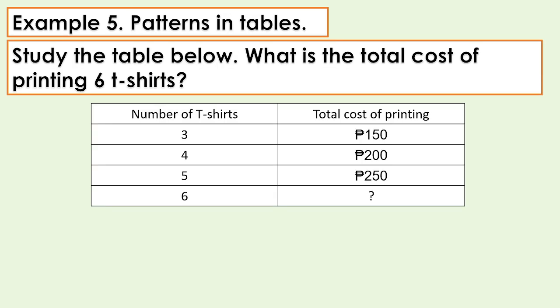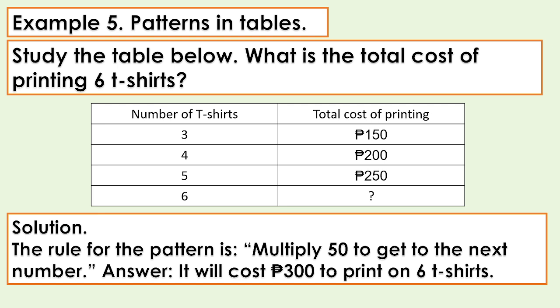Example 5. Patterns in tables. Study the table below. What is the total cost of printing 6 t-shirts? So we have here number of t-shirts 3, 4, 5, and 6. So 3 t-shirts cost 150 pesos for printing. 4 t-shirts cost 200 pesos. 5 t-shirts cost 250 pesos. So 6 t-shirts cost?